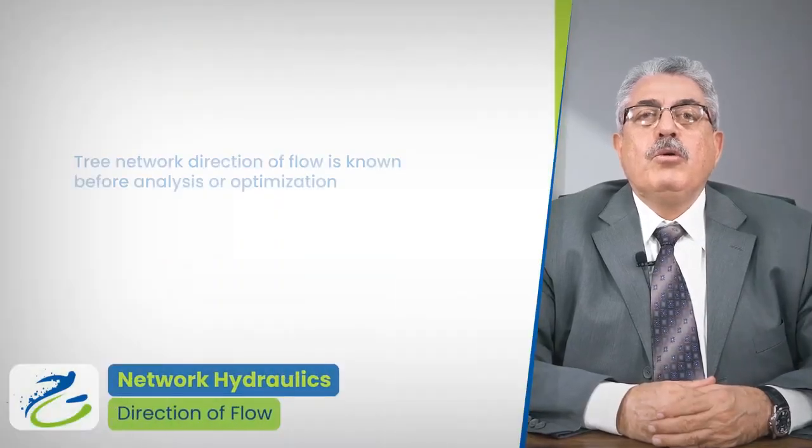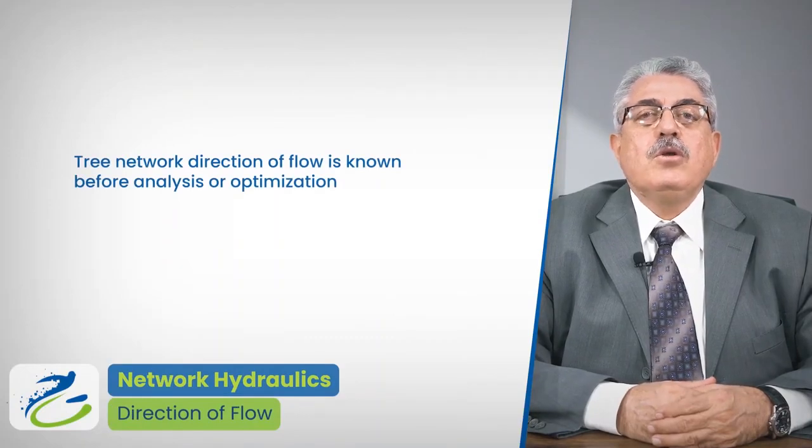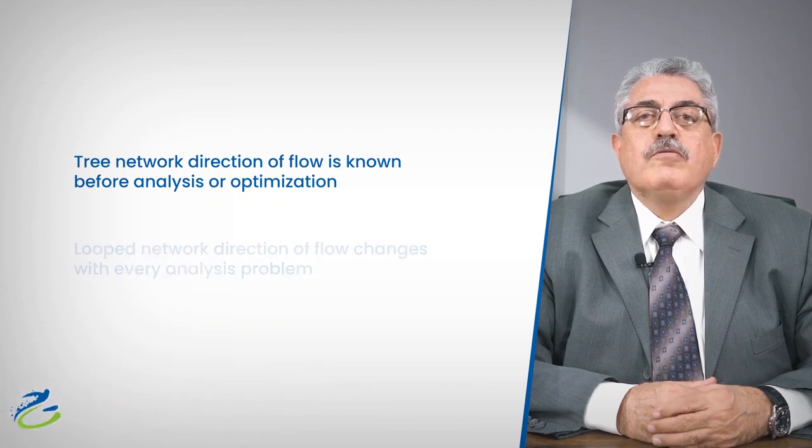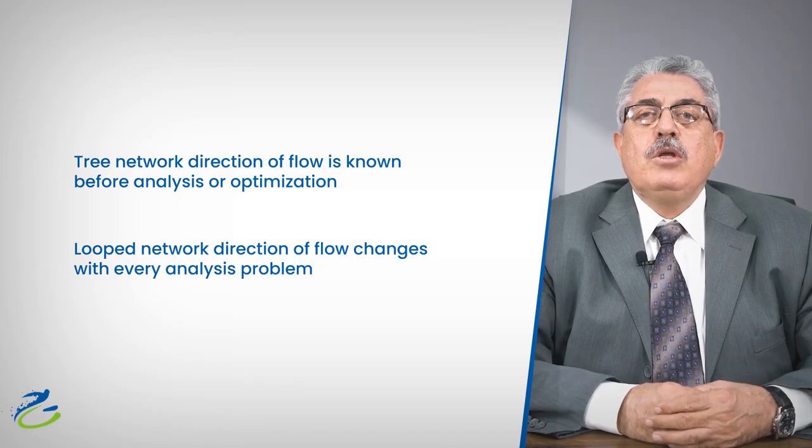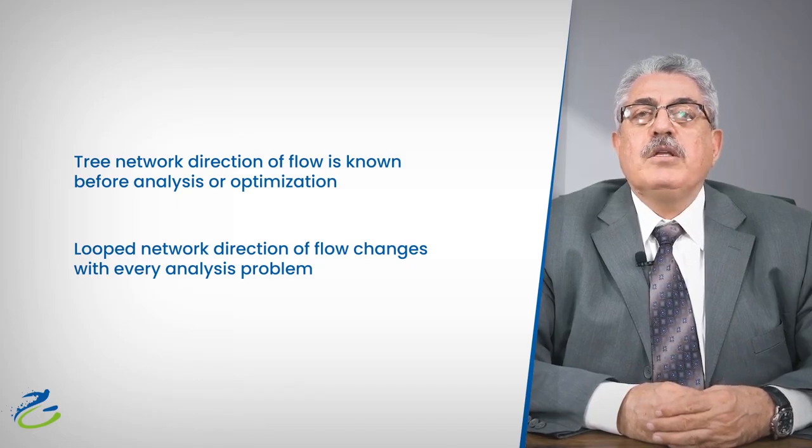Description of flow is another issue because in tree networks, direction of flow is known before analysis or optimization. For loop networks, the direction of flow may change according to changes in pipe diameters and external flows. We can't decide on the direction of flow in pipes before solving the analysis problem.